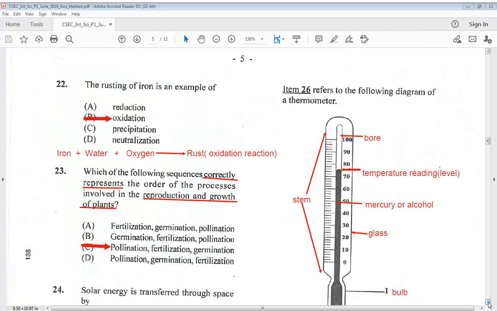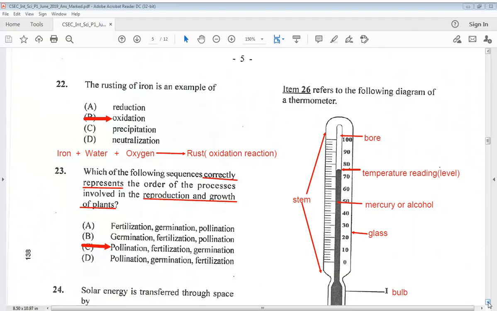22 says, the rusting of iron is an example of A. reduction, B. oxidation, C. precipitation, D. neutralization. The answer is B. oxidation, because we know iron plus water plus oxygen gives us rust, which is an oxidation reaction.